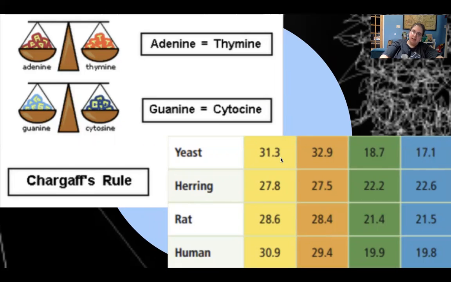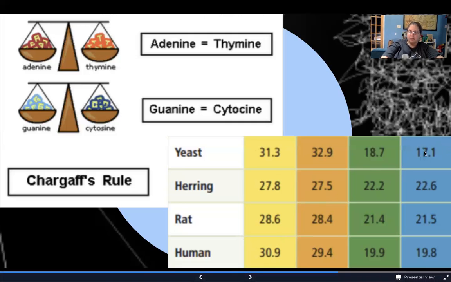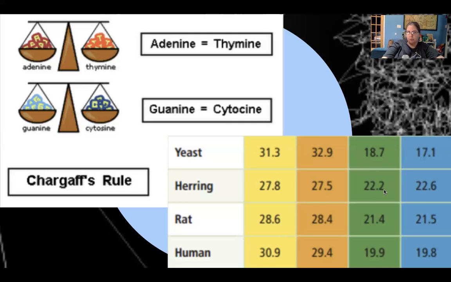In yeast, 31.3% was adenine, 32.9% was thymine. Notice how close those are. They're very, very close. And then there's 18.7% guanine and 17.1% cytosine. So it's adenine, thymine, guanine, cytosine. Notice that the adenine and thymine are always very, very close to the amount of each other. Same with the cytosine and guanine. They're also super duper close.